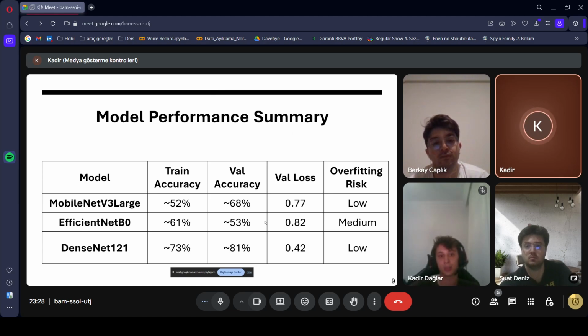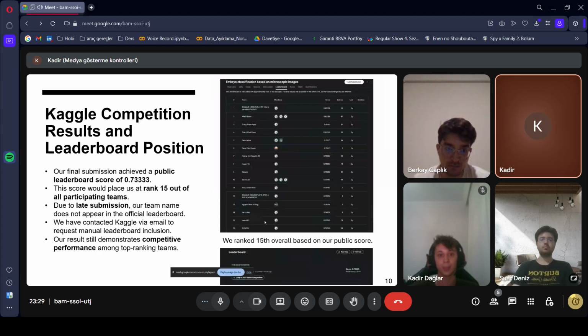These results suggest that DenseNet121 offers the best balance between depth, learning efficiency, and robustness, while MobileNetV3 Large remains a good fallback for low resource deployments.